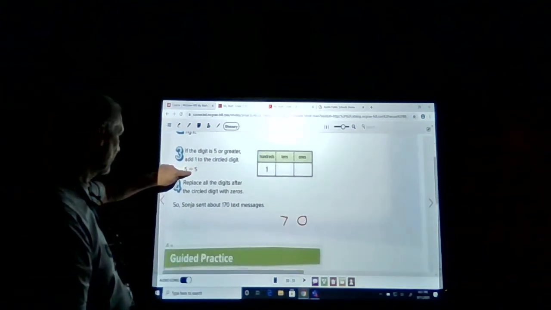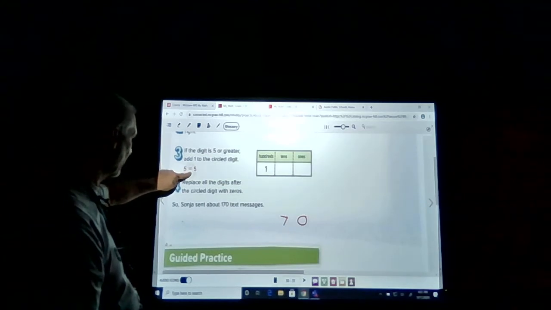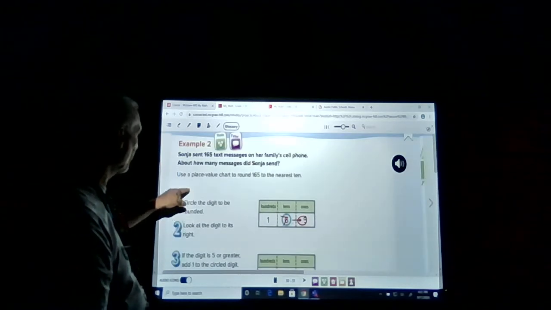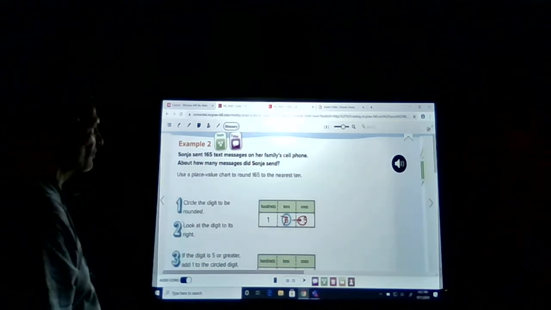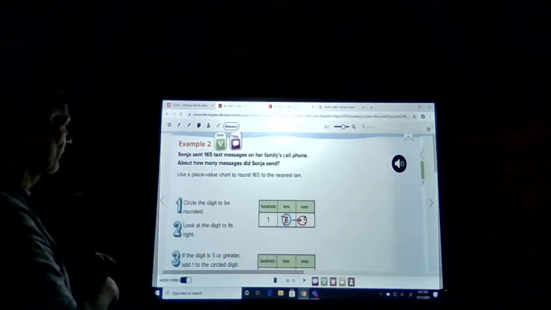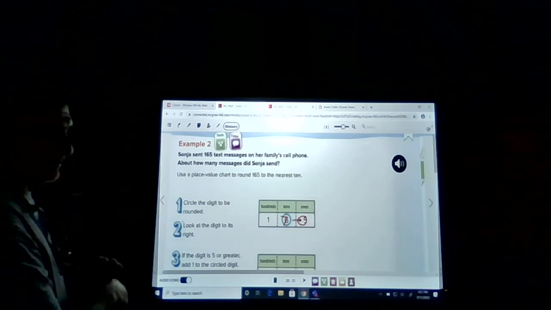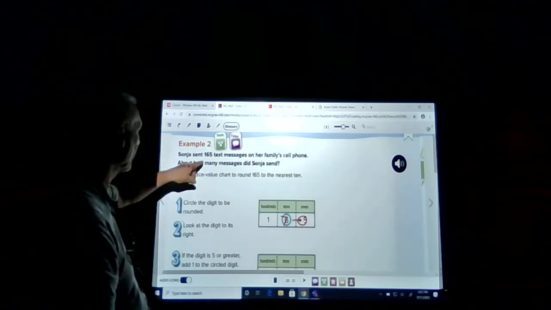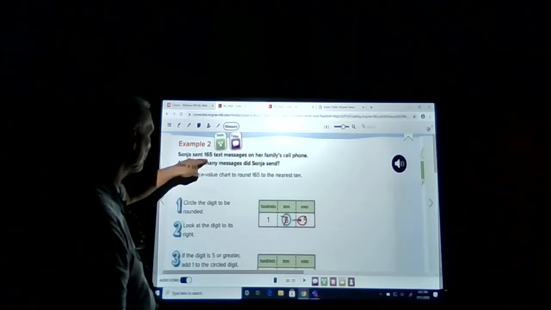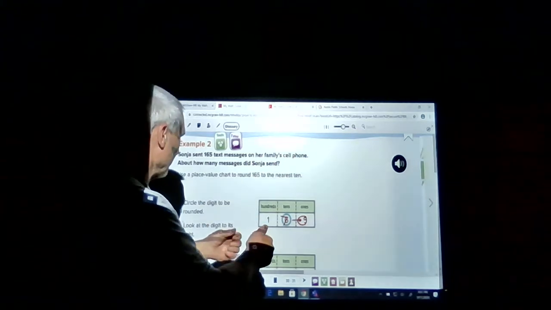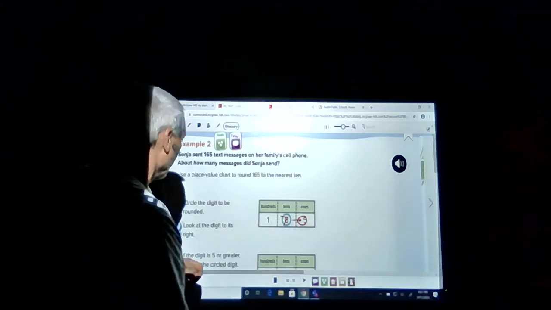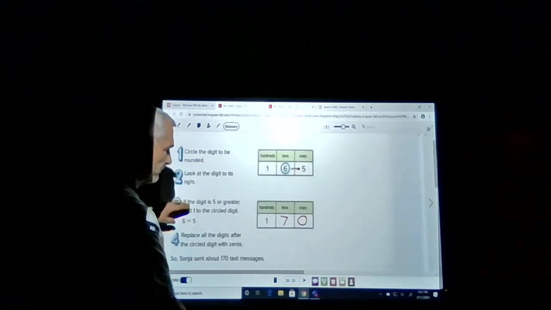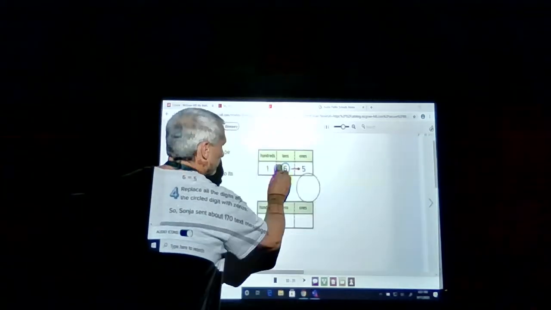So it says Sonia sent about 170 text messages. I guess we didn't read that first. 165 text messages on her family's cell phone. That's a lot of messages. Mr. B doesn't send that many messages, I can tell you that, a lot less. But some people like to send little messages. Hi, how are you? Erase this.